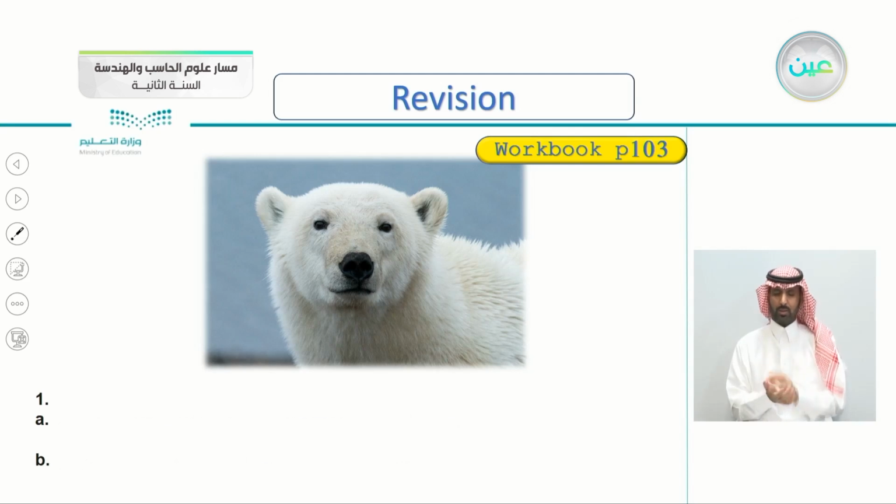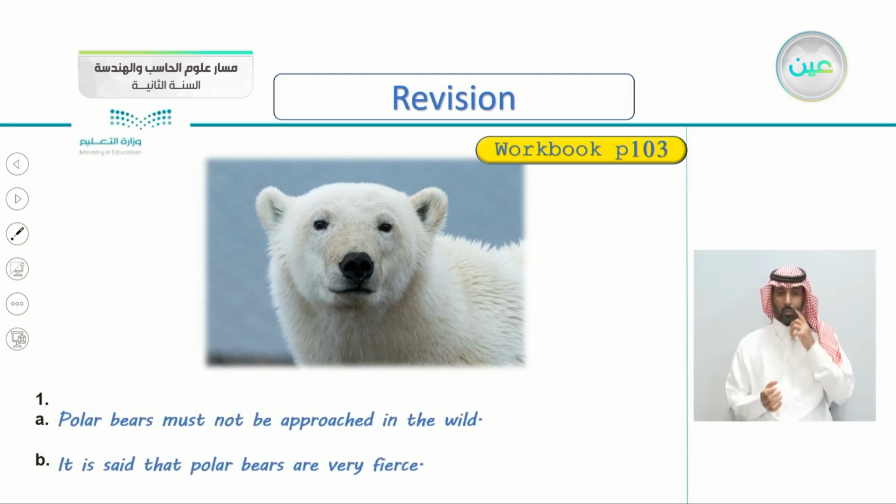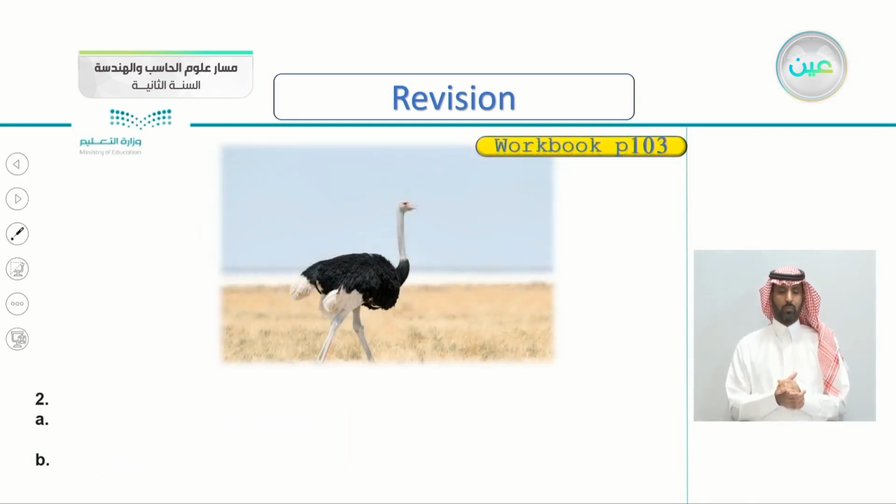Very good. But here I said polar bears must not be approached in the wild. And the other one, it is said that polar bears are very fierce. Or you can say, of course, it is believed that polar bears are very fierce. What about the ostrich here? So come up with 2 sentences.